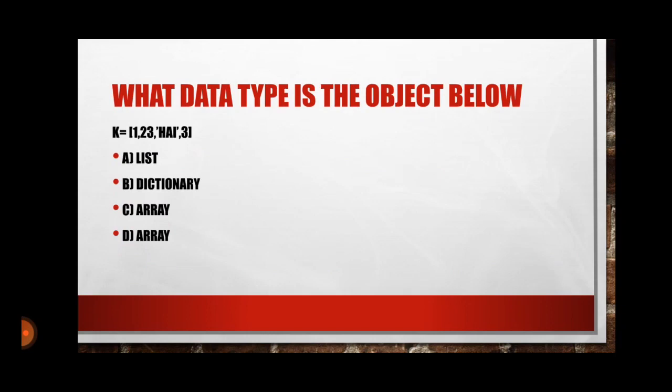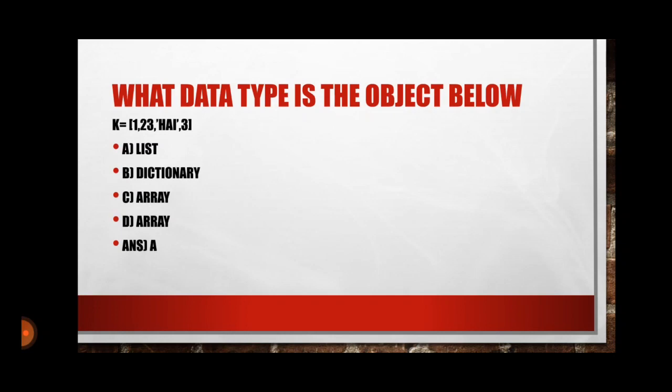What data type is the object below? Given K, the values are 1, 23, hi, 3. Here the values are mentioned within square brackets and different types of data are also mentioned. So we know it falls under the category list. Answer is option A.